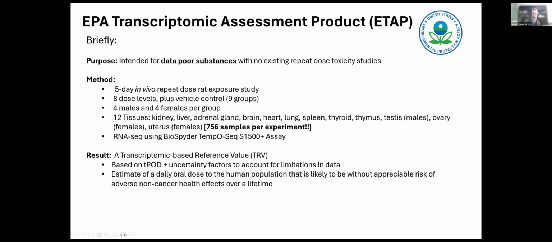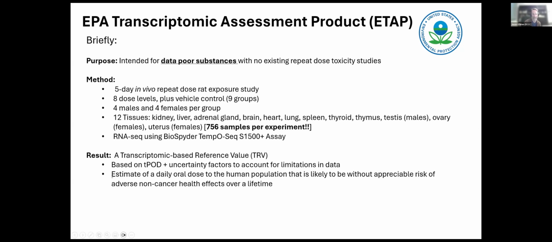This is a transcriptomic-based product that is intended to be used for data-poor substances when there's no other existing repeat dose toxicity studies. It's based on a 5-day in vivo repeat exposure in rodents. They use 8 dose levels with 4 males and 4 females per group, and they look at gene expression profiles in 12 different tissues, and it's based on the BioSpider TempoSeq genomics platform. And what they end up with is what they call a transcriptomics-based reference value, which is based on the TPOD methodology that I showed you earlier.